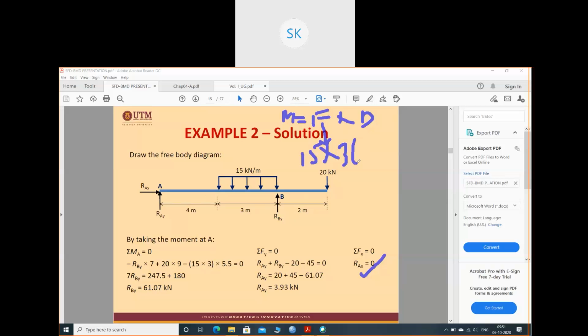You cannot take 3 as the distance. See, this 15 kilonewton is acting at 4 also, and it is acting at the end of 3 also. It is uniformly distributed, right? So you cannot take just the 4 distance, and you cannot take the 7 also, because it is acting uniformly. So what you will do? You will take half of this distance, that is 1.5 always. So that's how it will become 15 into 3 into 4 plus 1.5, which will be 5.5.